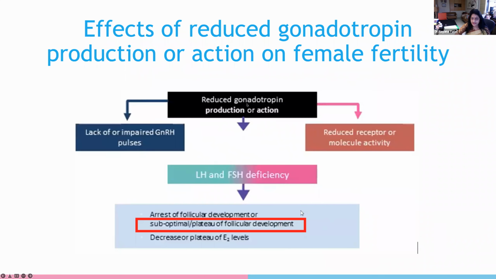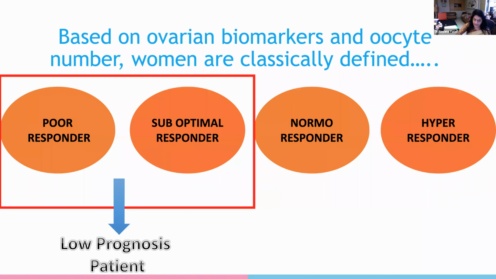Now, whenever there is reduced gonadotropin production, there will be reduced impulses and this deficiency, or the gonadotropin may be normal, but the receptor activity is not there. You will get arrested follicular development or suboptimal follicular development, or a plateauing or decrease of estradiol. So these LH and FSH deficient women will be either poor responders or suboptimal responders, making this a low prognosis patient group.